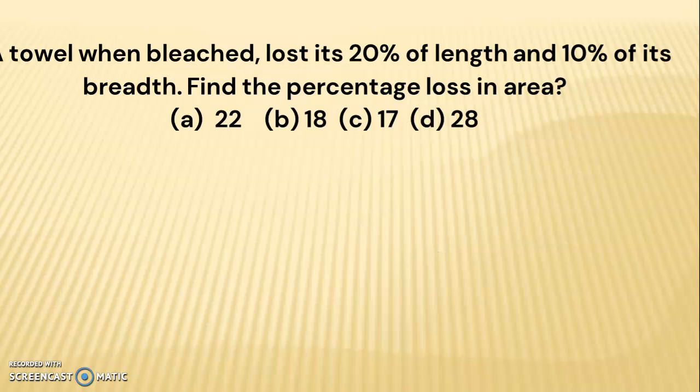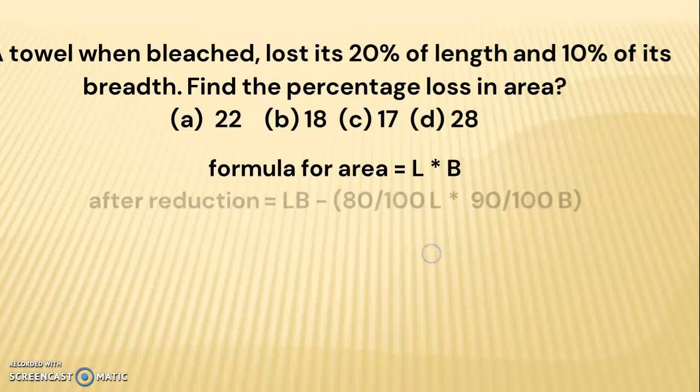Next question is, a towel when bleached lost 20 percentage of its length and 10 percentage of its breadth. Find the percentage loss in area. So what is the formula for area? That is, towel is in rectangle shape. So what is the formula for area of rectangle? Length into breadth. So after reduction, what happened to that? It lost 20 percentage of length and 10 percentage of its breadth.